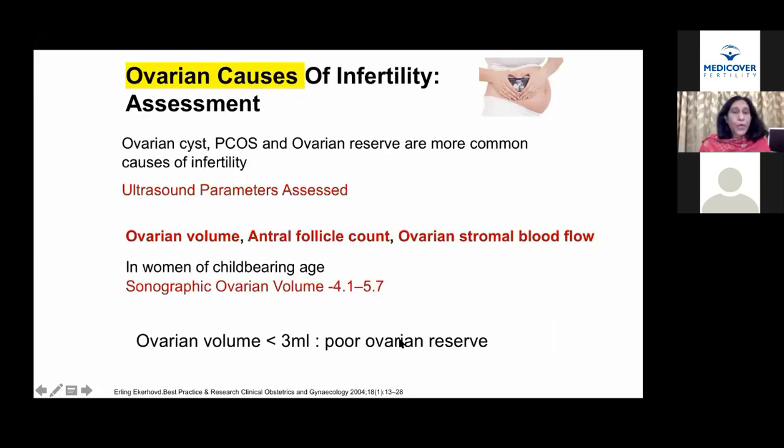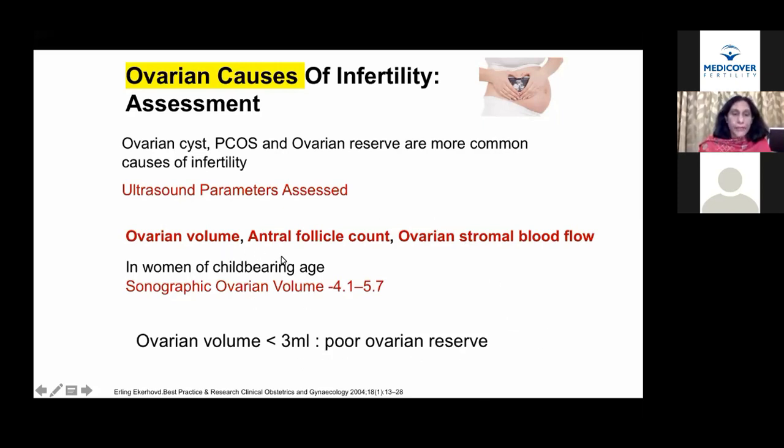Next, we move on to the ovarian cause, the ovary. There could be an ovarian cyst, there could be PCOS, there can be a problem with ovarian reserve. Now, to quite a great extent, we can assess them on ultrasound. So, ovarian volume, what we expect normally is about 4 to 5.7. If it's a small volume, then we indicate a poor ovarian reserve.